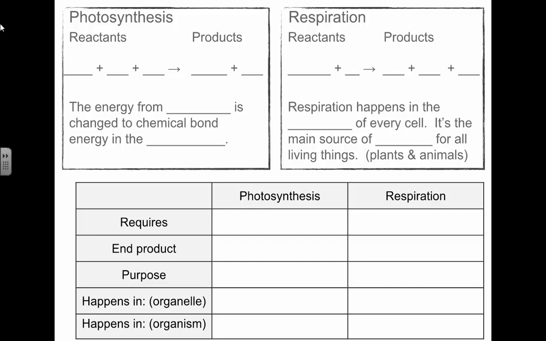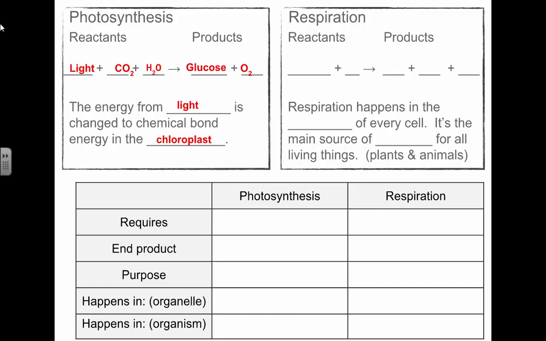So just to kind of wrap it all up and summarize both. Photosynthesis. The reactants are light, water, and carbon dioxide. The order you have the reactants in is not important. You could have written water plus CO2 plus light. The products of photosynthesis: glucose and oxygen. In photosynthesis, energy from the sun is transformed into chemical bonds of glucose. And that happens in which organelle? The chloroplast.